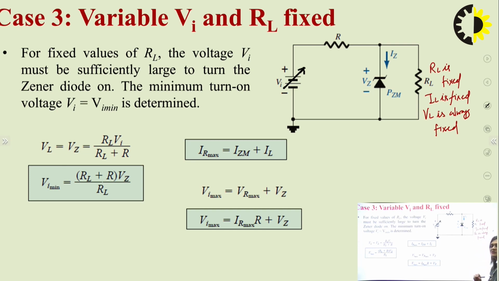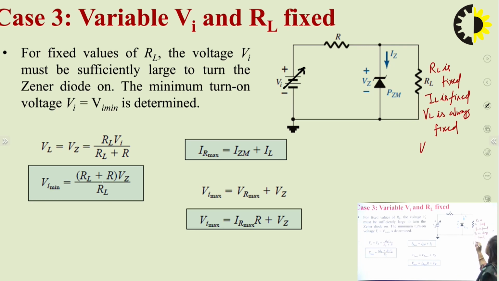Zener diode is basically used as a voltage regulator. So our main target is to maintain the voltage across the RL as constant. So VL is always fixed in each case, either it may be case 1, case 2 or case 3. It will always be fixed. So VL is fixed and here RL is fixed.